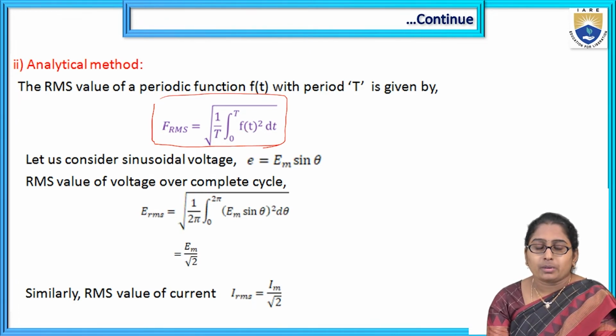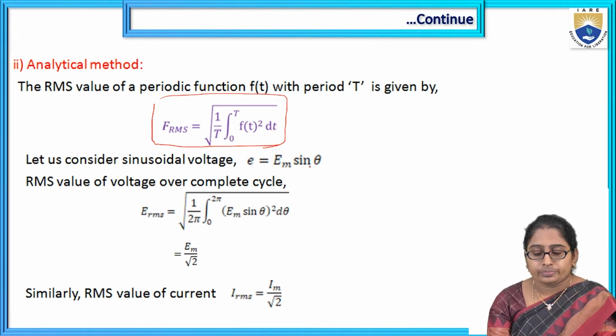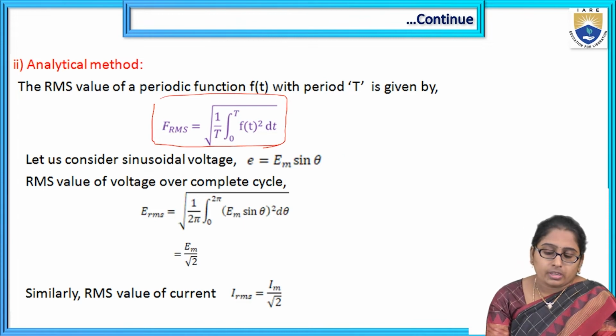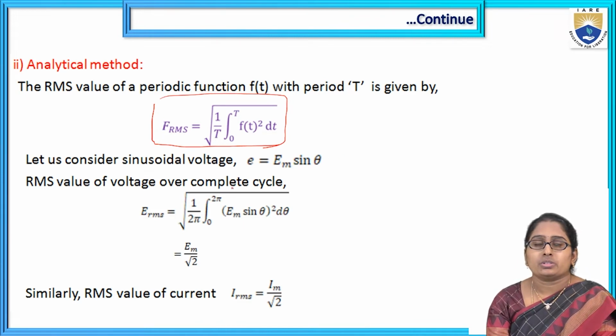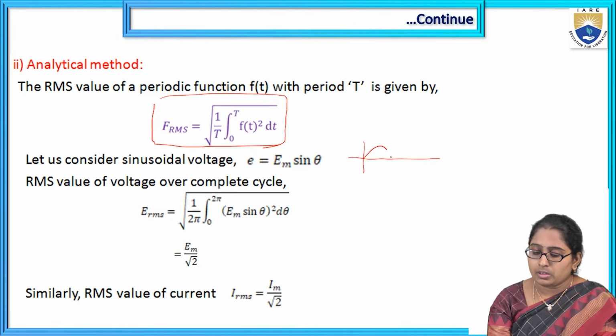Next, calculate this RMS value for a sinusoidal voltage. Sinusoidal voltage means, we know the voltage expression is given by small e equal to Em sine theta. Now RMS value over a complete cycle. So for a full cycle, we calculate. That is given by E RMS equal to under root 1 by complete cycle, which is nothing but 2 pi, right? So this is a cycle.